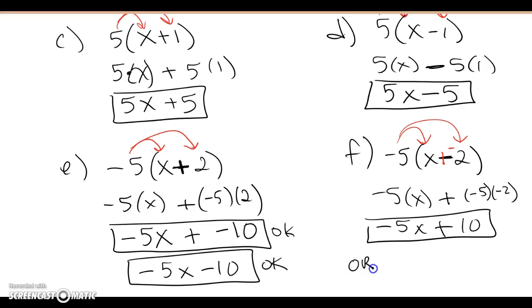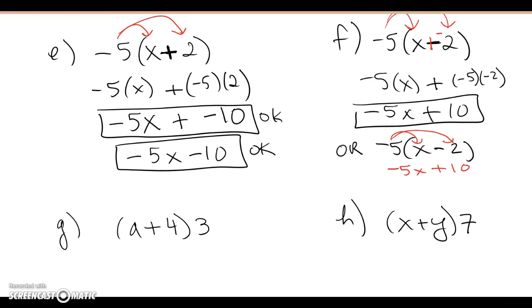Or remember, if you don't do the change business and you want to jump right to the answer, you can say, well, I have a negative 5 times x, and then a negative 5 times a negative 2, which is a positive 10. Either way, you get the same answer. Let's look at a couple more.